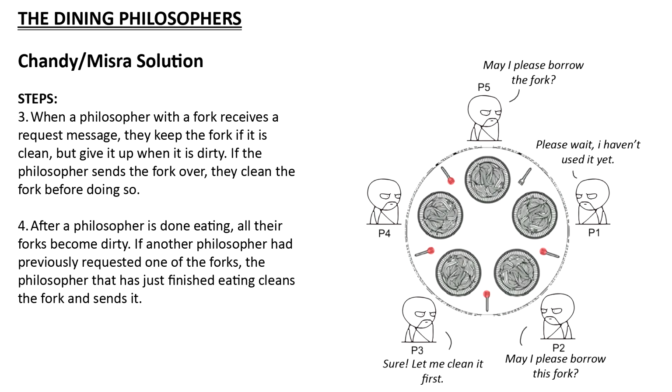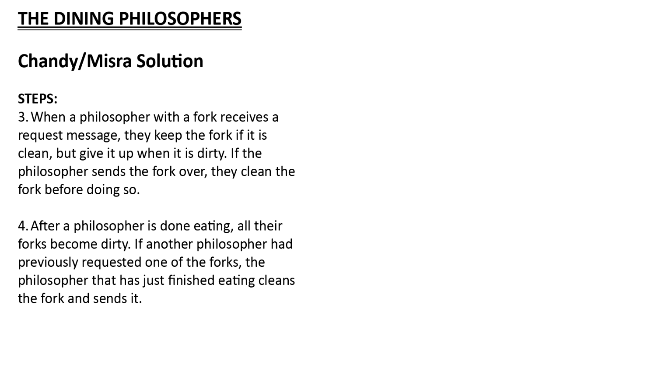Third, when a philosopher with a fork receives a request message, they keep the fork if it is clean, but give it up when it is dirty. If the philosopher sends the fork over, they clean the fork before doing so. Lastly, after a philosopher is done eating, all their forks become dirty. If another philosopher had previously requested one of the forks, the philosopher that has just finished eating cleans the fork and sends it.